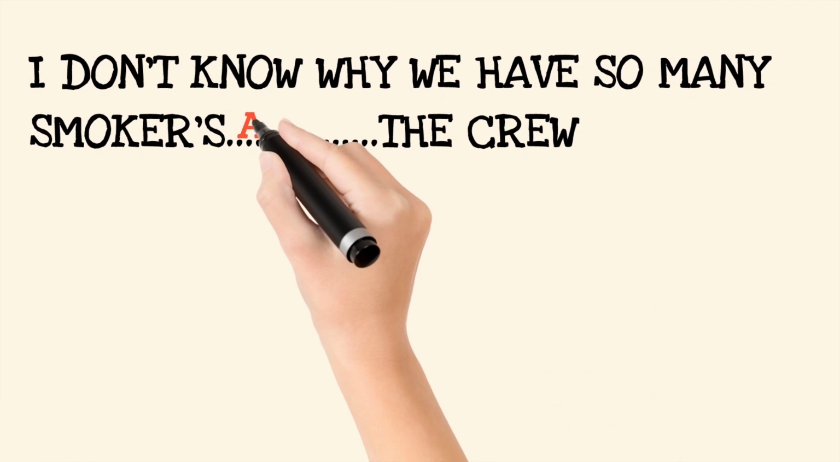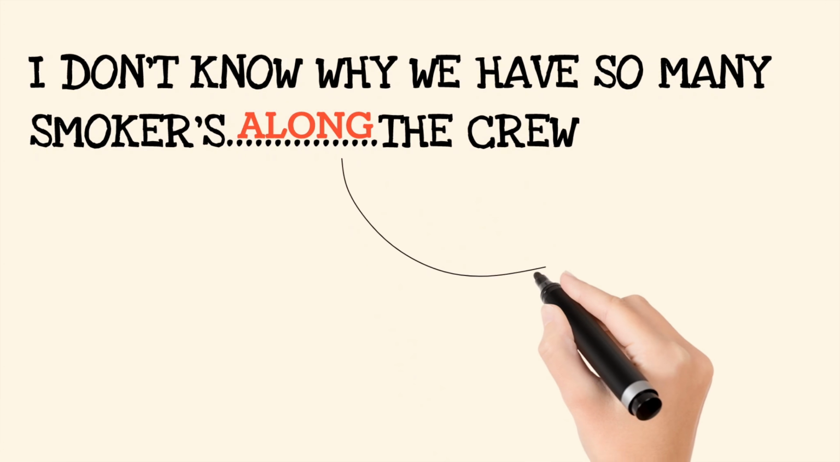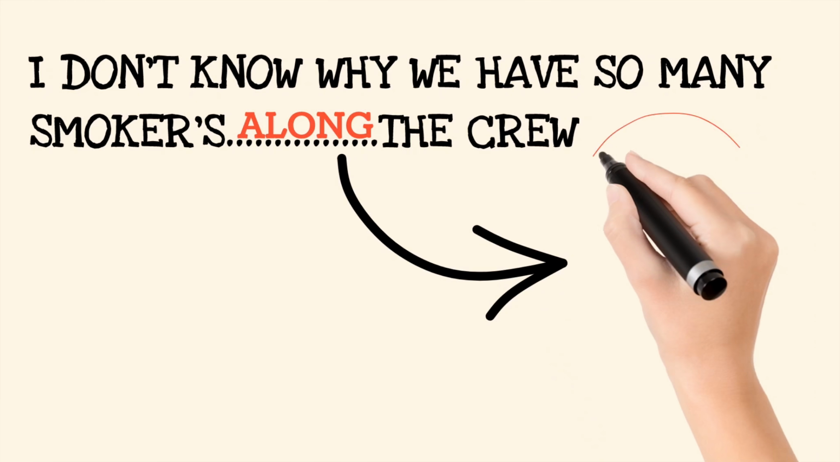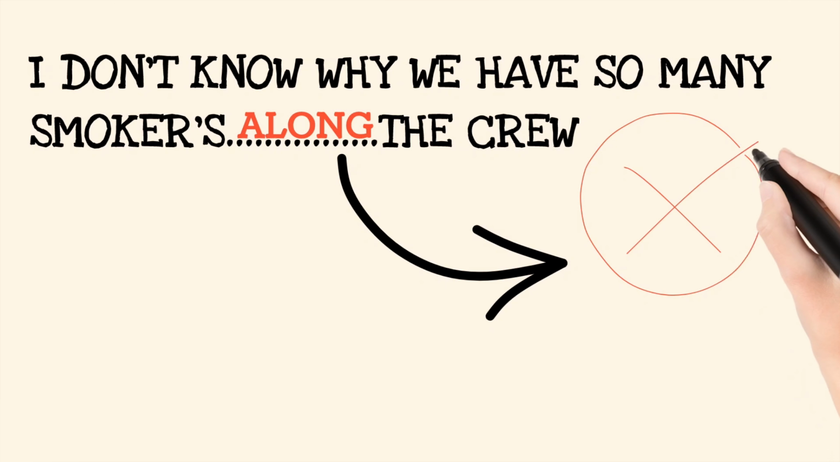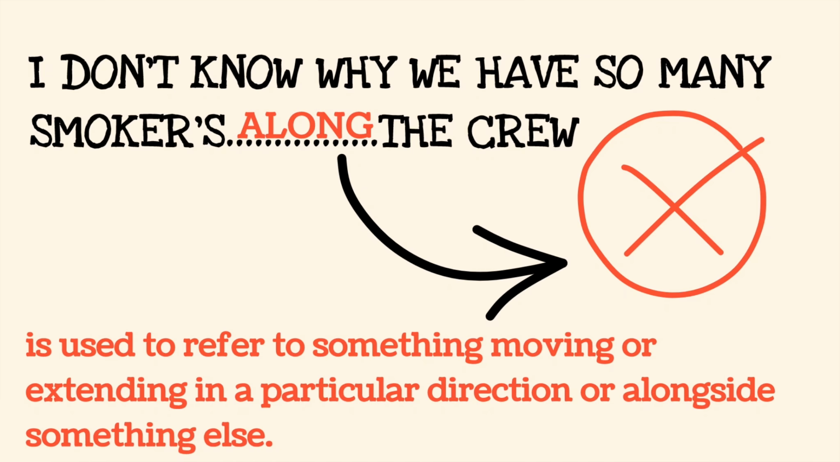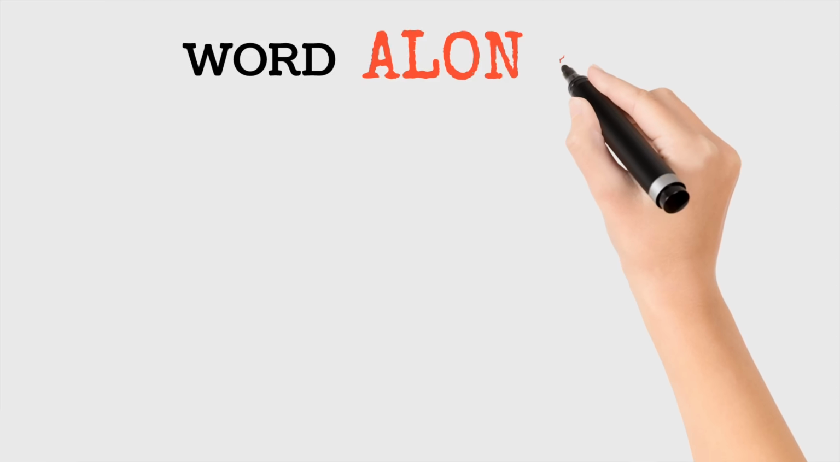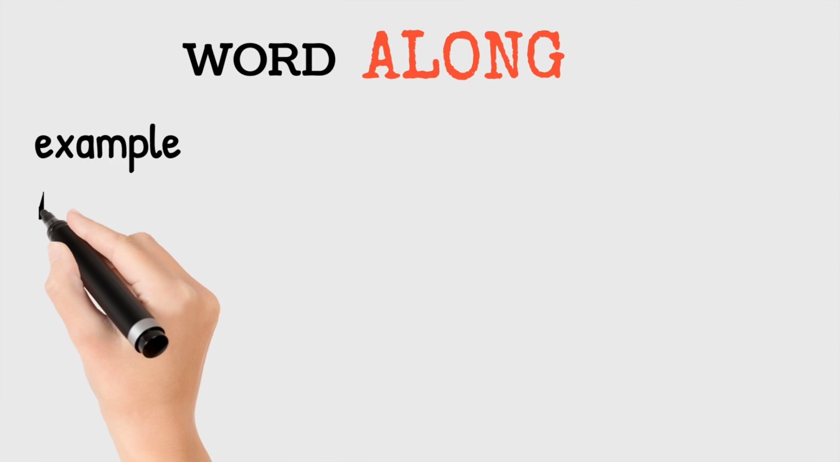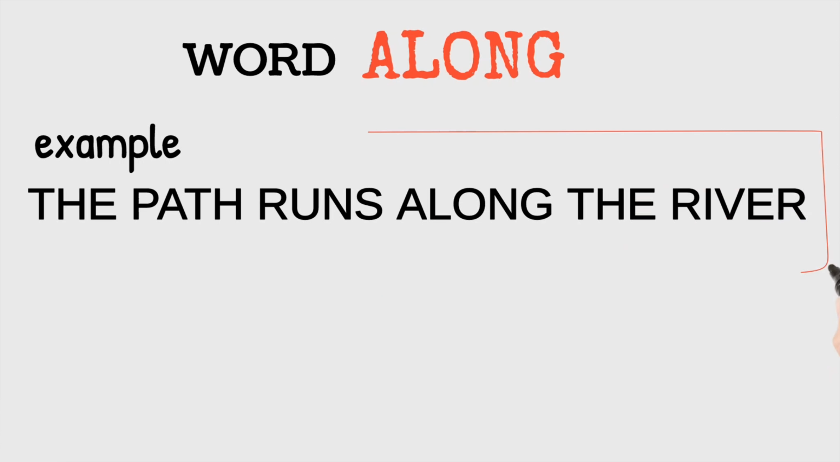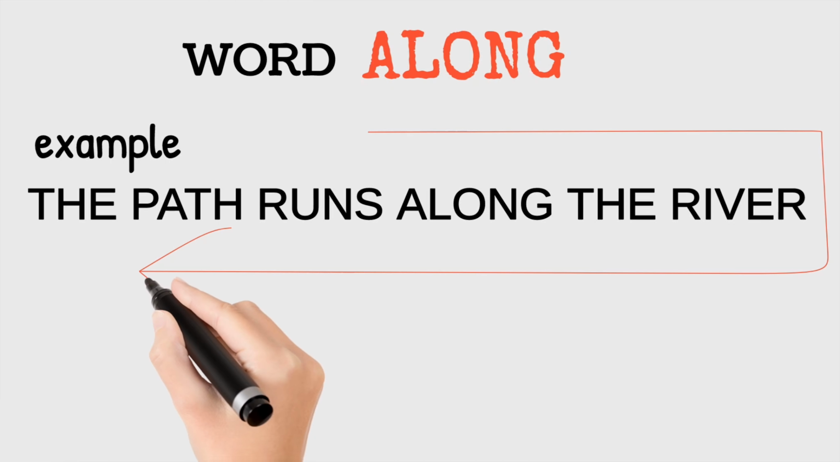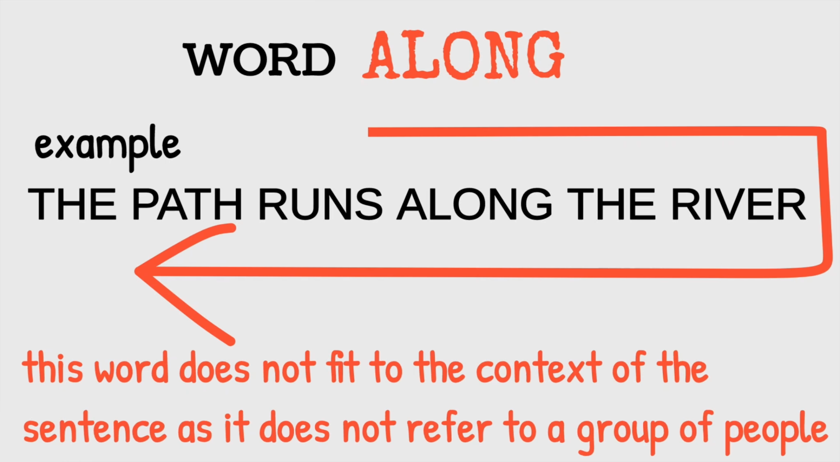The word along is used to refer to something moving or extending in a particular direction or alongside something else. For example, the path runs along the river. This word doesn't fit the context of the sentence, as it does not refer to a group of people.